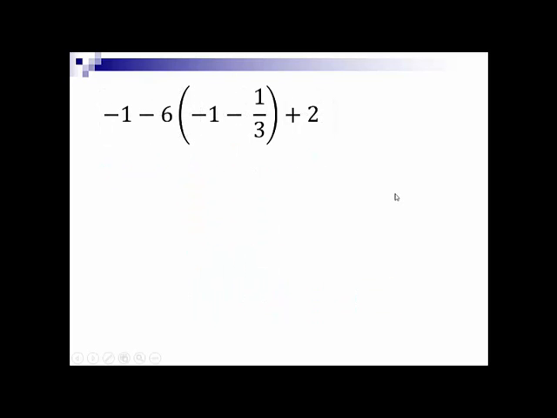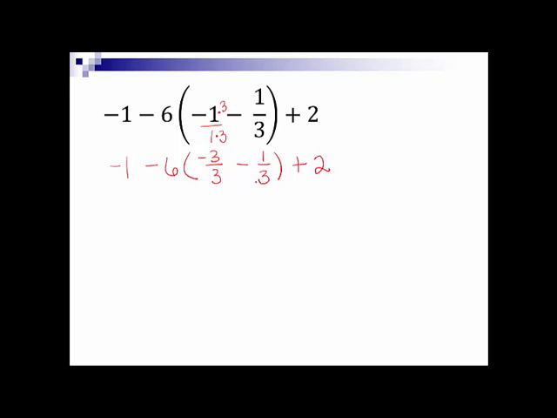For number 3, we're going to work this one out. We're going to start with the parentheses. We need to come up with a single value. Because this is a subtraction, I need to find a common denominator. Well, -1 is the same as -1 over 1. What would my common denominator between 1 and 3 be? Oh, it's 3. I just multiply numerator and denominator of this first fraction by 3 over 3. So I have -1 minus 6 in parentheses. That's a -3 over 3 minus 1 over 3. Outside of the parentheses here, I still have plus 2.